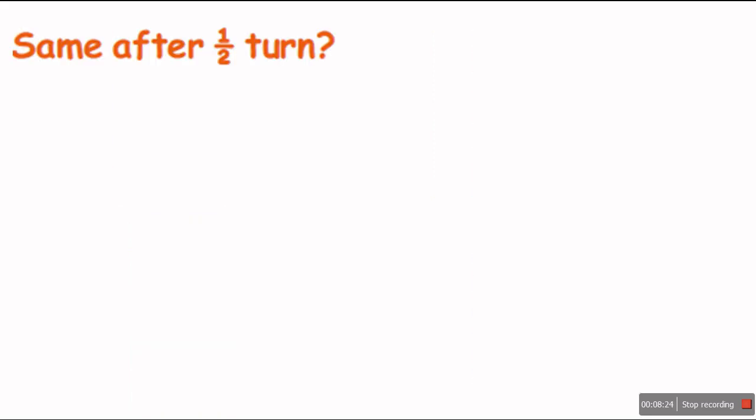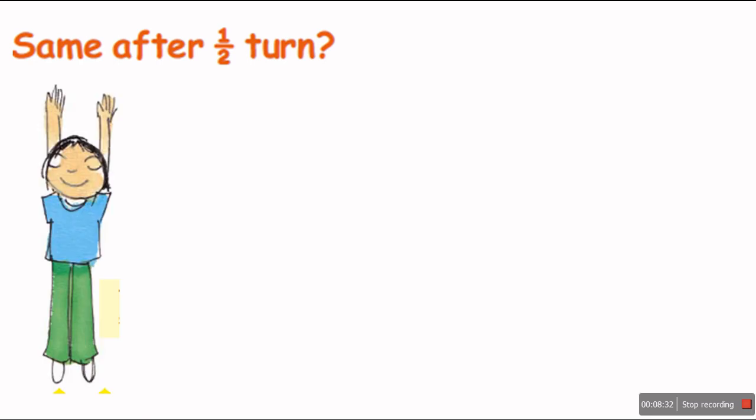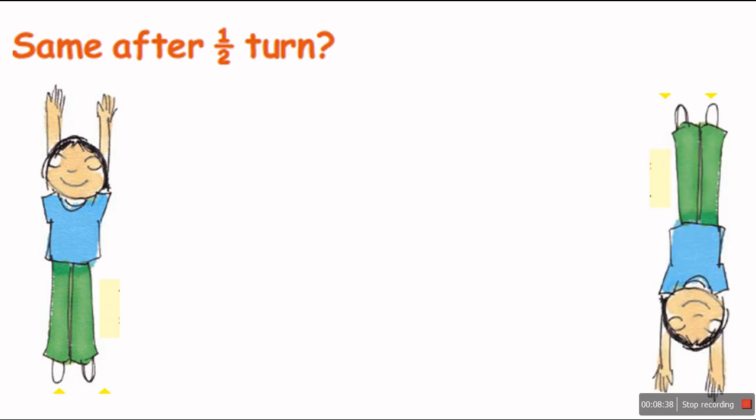Same after half turn. Let us see some objects, some shapes, whether they will be the same after a half turn or not. Look at the girl. Legs are down, hands are up. If I give her a half turn, what will happen? The girl will stand on her hands and legs will be up.